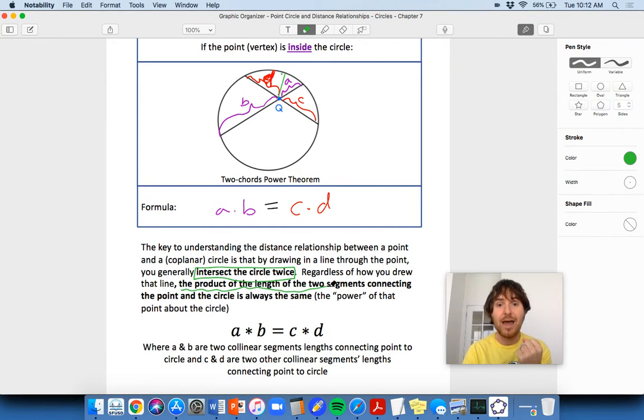So just remember, the product of the lengths of the two segments connecting the point to the circle is always the same. Okay, always the same. Point to circle times point to circle in that same line. Got that? All right, practice it.